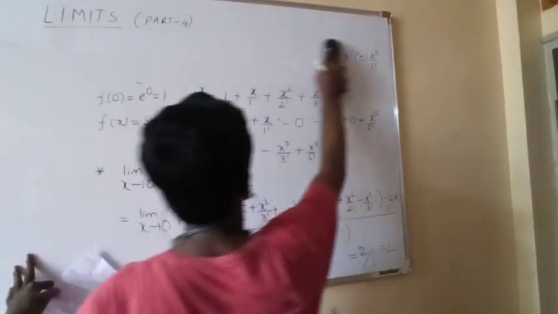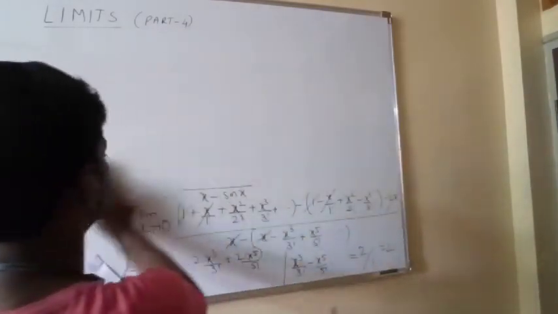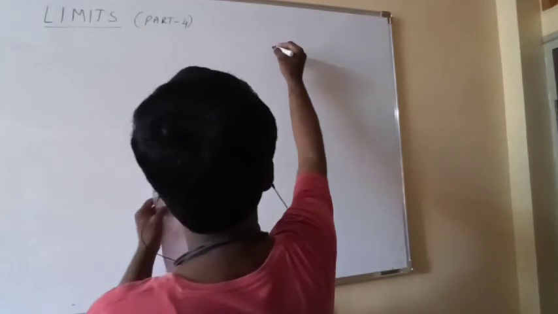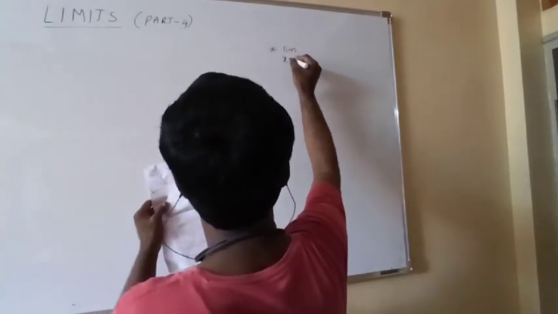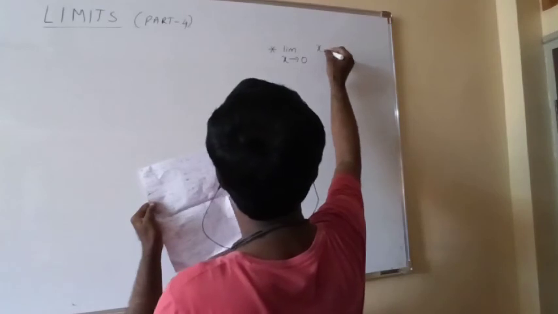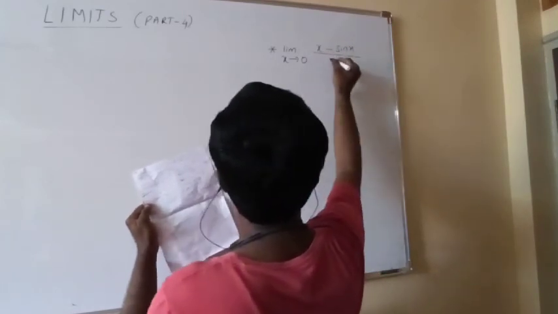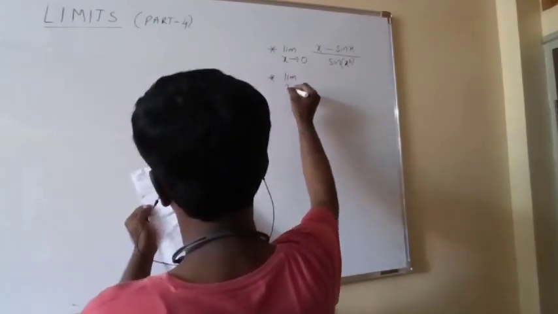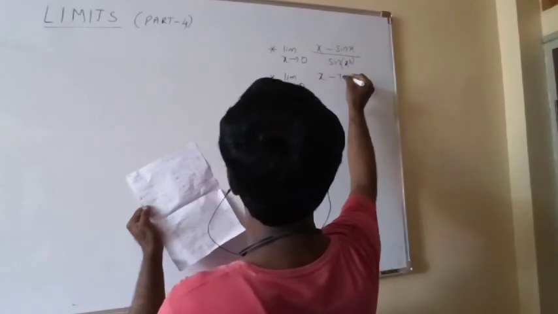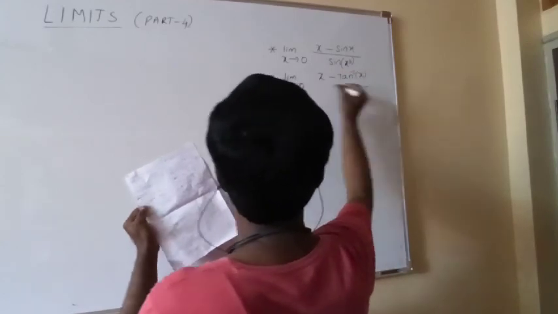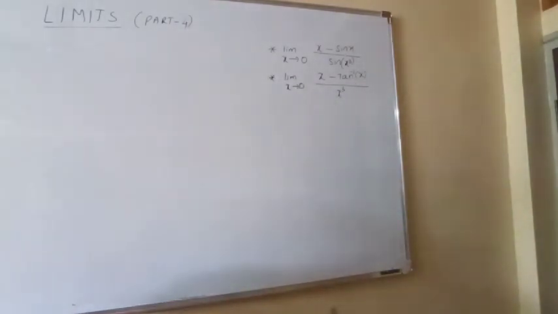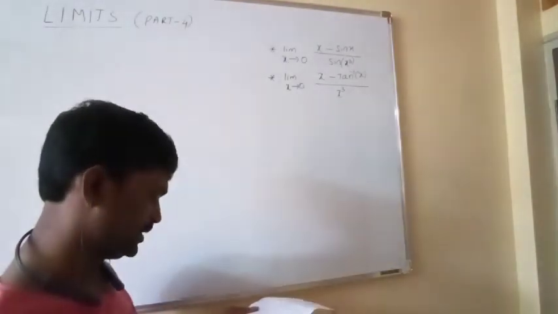Next. So try these problems, either use L'Hospital's rule or else the expansion method. Limit x tends to 0, x minus sin x by sin of x cube. Next problem, limit x tends to 0, x minus tan inverse of x divided by x cube. Next model.